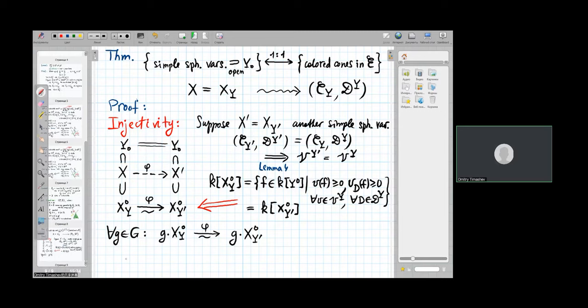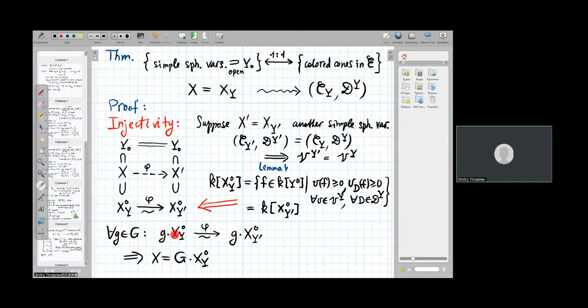And finally, since my variety X is simple, it is the G span of the open B chart. So the closed orbit in X intersects this B chart, and any other orbit in X contains the closed orbit Y in its closure, and therefore it also intersects the B chart. So the B chart X, Y naught intersects all G orbits in X. This means that X is obtained from this B chart by action of G. X is the union of all these shifts.